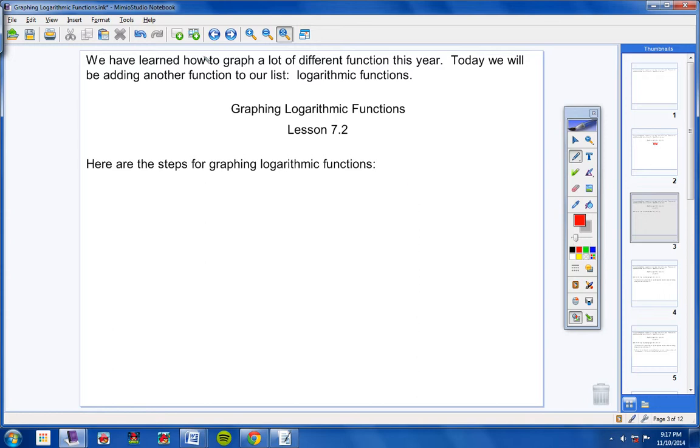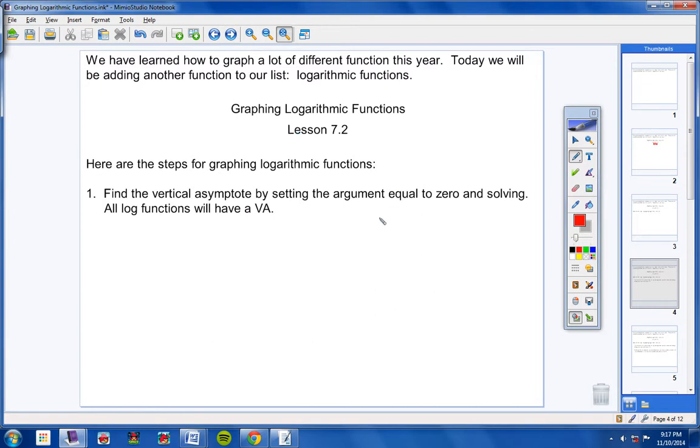So here we go. Step number 1, find the vertical asymptote. Okay, write that down, please. Find the vertical asymptote by setting the argument equal to 0 and solving. Copy that down, please. All log functions will have a vertical asymptote. You need to know that step. I'll wait a second while you do that.